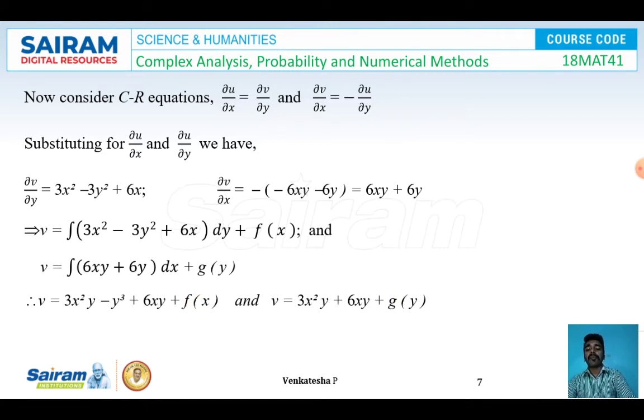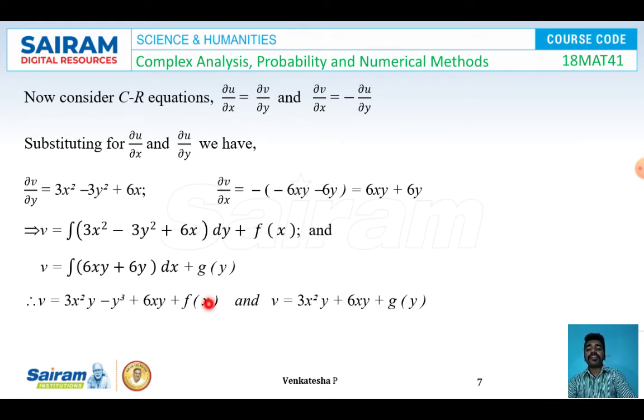In the sense, I'm going to choose the function f of x from this equation, and I'm going to choose the g of y function from this equation. So how to choose f of x from this equation? The function must contain only the x variable, it must be free from the y variable. Similarly, g of y has to be taken from this equation, and that function must have only y variables, no x variable. I mean, it must be free from the x variable.